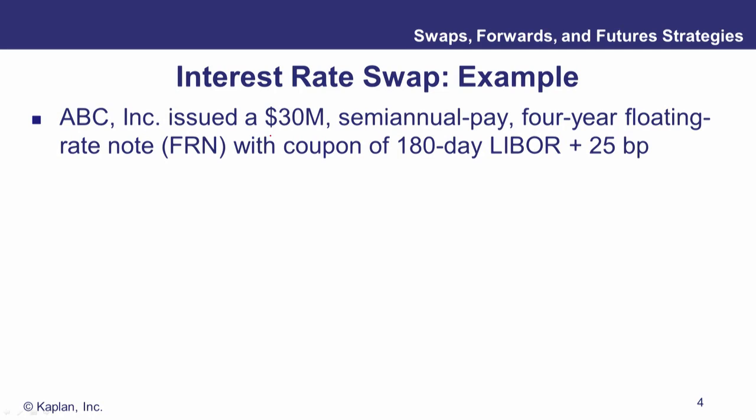Well, look, here's an example, just to really hammer this home. Maybe you can work through this with me. ABC Inc. issued a $30 million semi-annual pay 4-year floating rate FRN with a coupon of 180-day LIBOR plus 25 bips. Okay, so that's a very long-winded way of saying that they've got a floating liability.